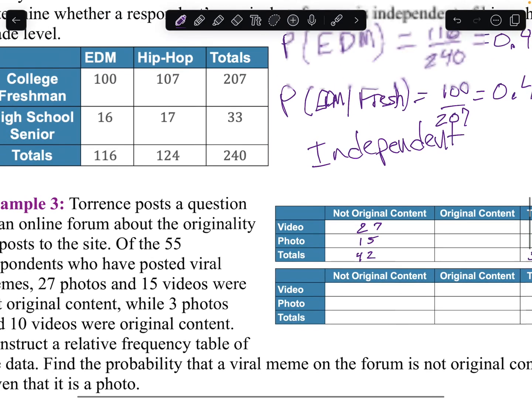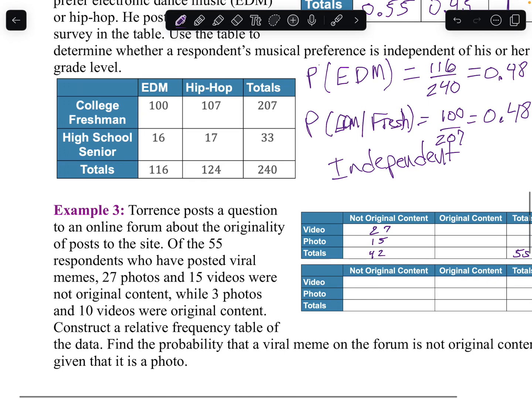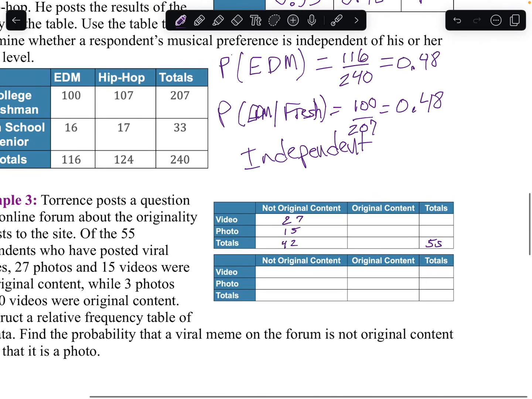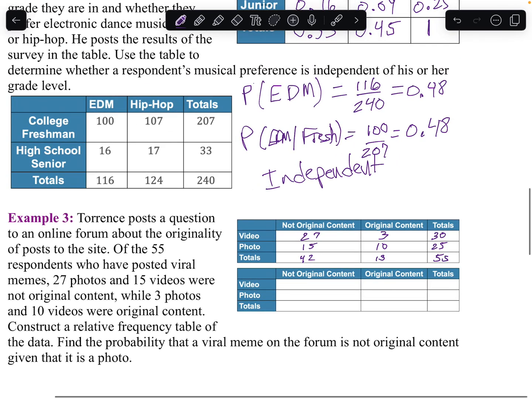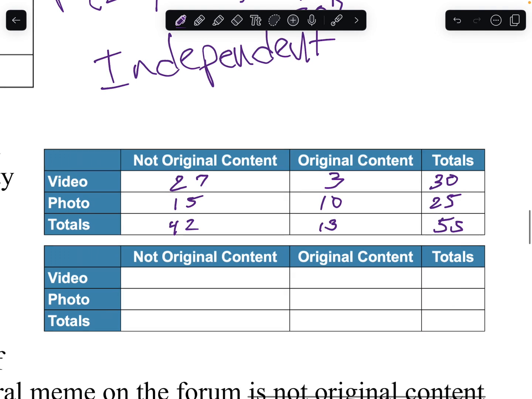Now let's look at the original. 3 photos and 10 videos were of original content. So we have 3 and 10. So we have a total of 13. And then we have 30 and 25, which gives us 55. Now we want to put that in terms of our relative frequency. So I'm going to end up dividing everything by 55.